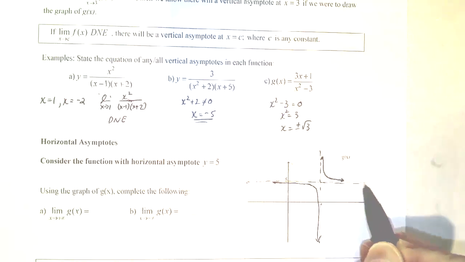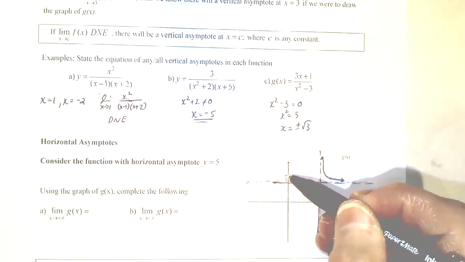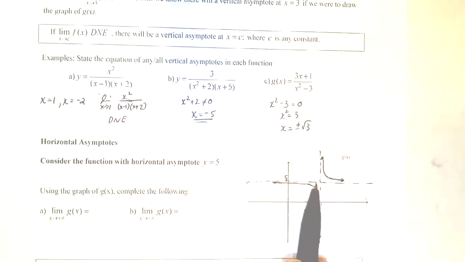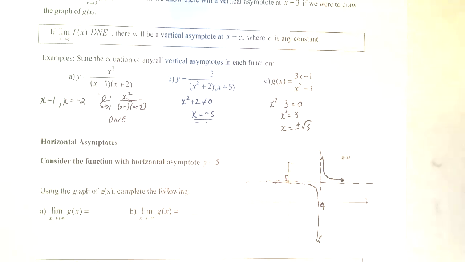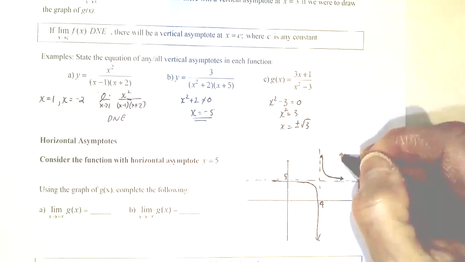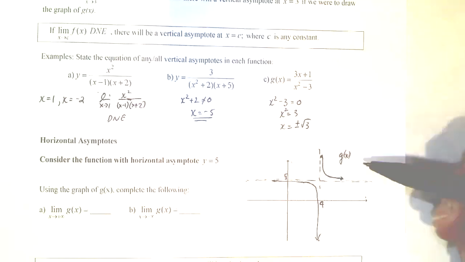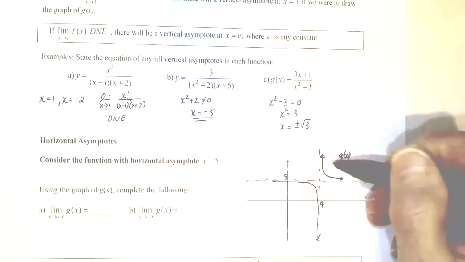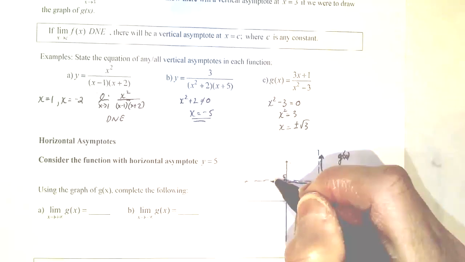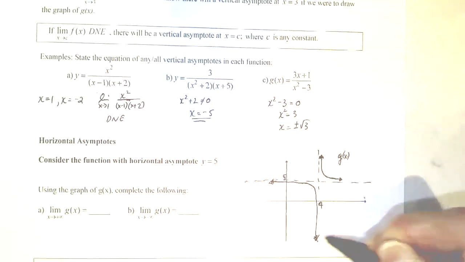What we see at this particular function is that we have a horizontal asymptote at y equals 5 and a vertical asymptote at x equals 4. And I call this function g of x. Now, we haven't really done much of this. We exposed you briefly to it. I mean, really briefly. So if you don't remember, don't worry, it's not your fault.